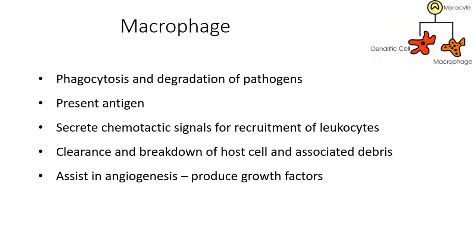A macrophage comes from the monocyte cell lineage, and as such it has some of the same functions as a monocyte. It phagocytoses and it degrades pathogens and it presents antigens. But it also secretes growth factors and chemotactic molecules. And chemotactic molecules are molecules that recruit other immune cells to the site of infection.